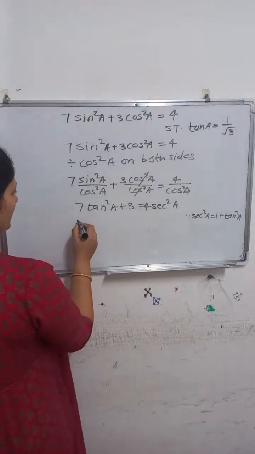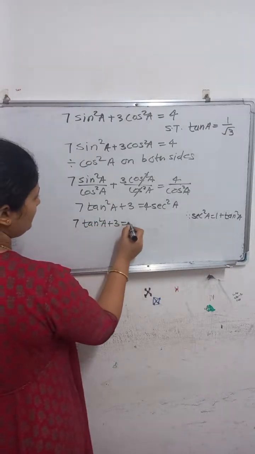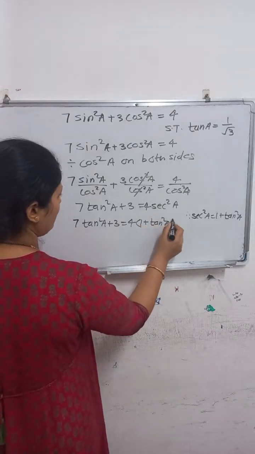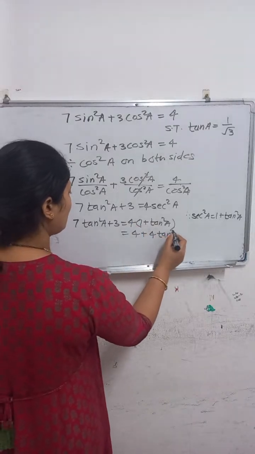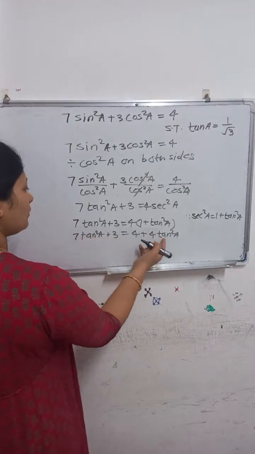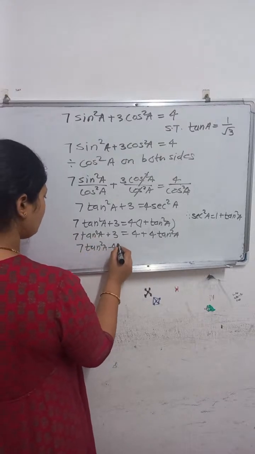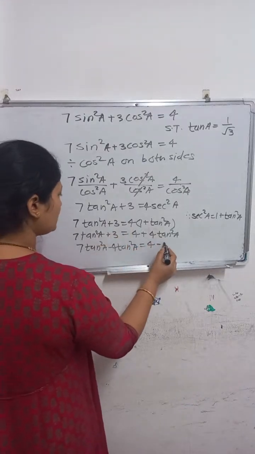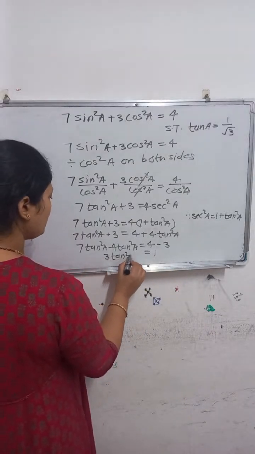Okay, so we can write here 7 tan square A plus 3 is equal to 4 sec square A. Now multiply this 4 inside the bracket, 4 plus 4 tan square A, then here 7 tan square A plus 3. Now 4 tan square A you can transpose here, 7 tan square A minus 4 tan square A is equal to 4, and this 3 you can transpose to that side, this will become 1. 7 minus 4 is 3 tan square A.